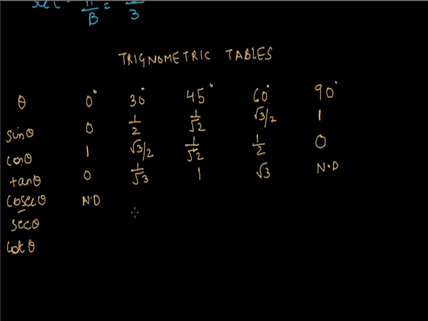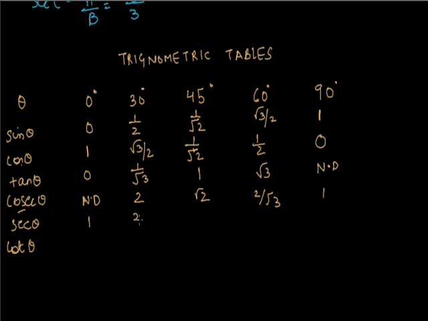Cos 90 is 0, so sec would be 1 upon 0, which is not defined. This will be 2 upon 1, this will be root 2, this will be 2 upon root 3, and 1 upon 0 (not defined), and this will be 1 upon 1, 1. Okay. Now sec theta will be the inverse of cos theta, that is 1 upon 1.